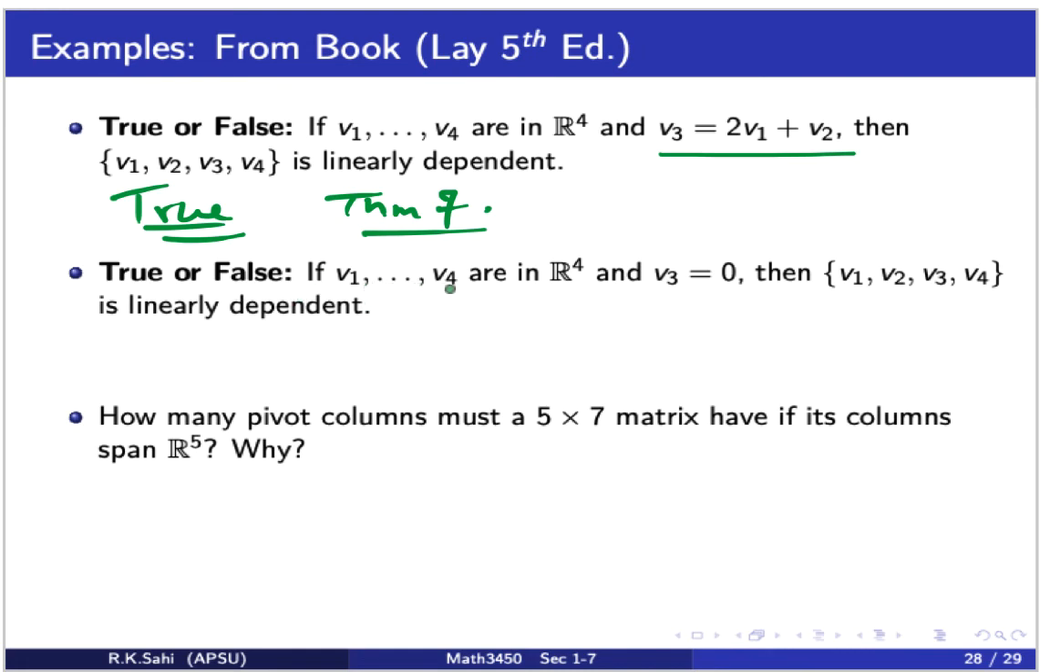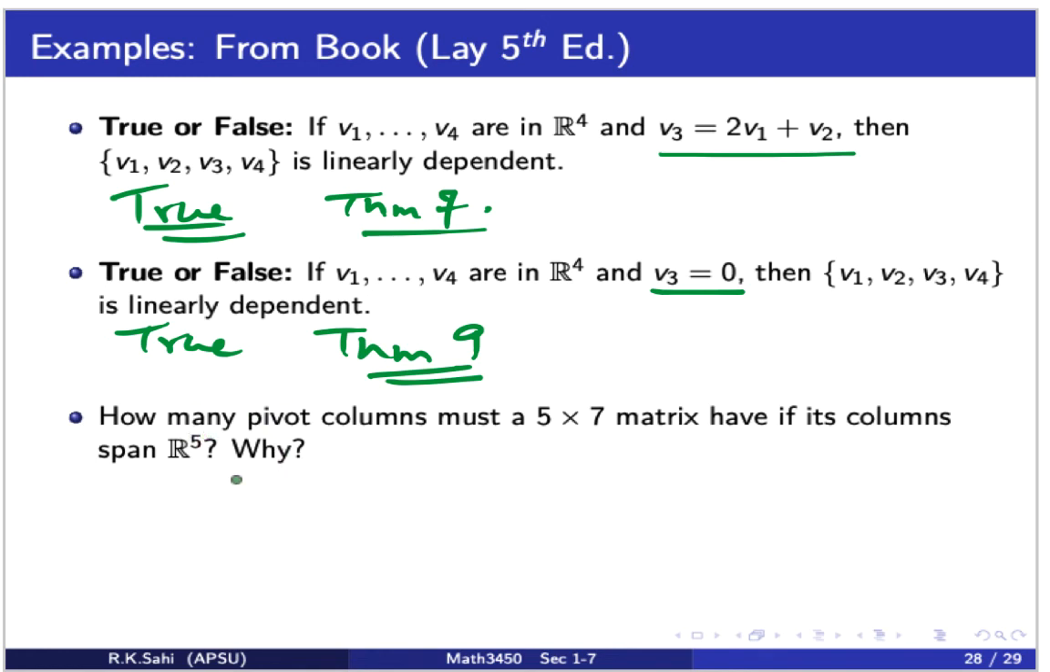If v1, v2, v3, v4 are in R4 and one of the vectors, v3, is 0, then the set of vectors is linearly dependent. True, by Theorem 9. It says if you have the presence of a 0 vector, by default just say, hey, it's linearly dependent. Don't even think about it more.